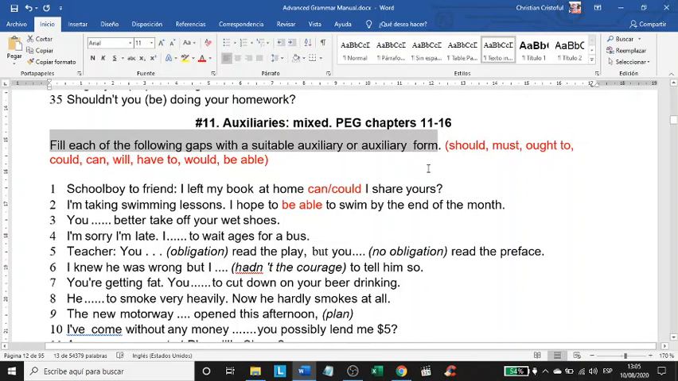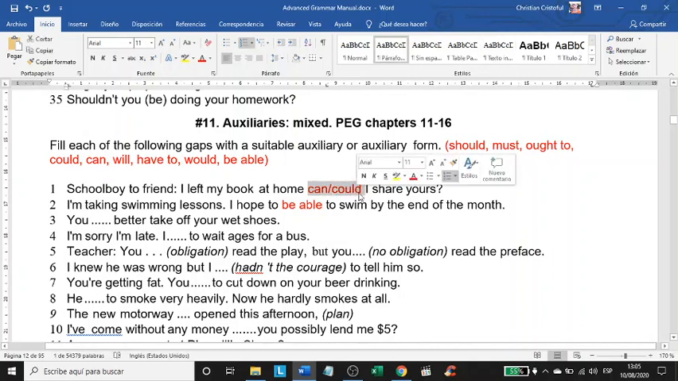Instructions say, fill each of the following gaps with a suitable auxiliary or auxiliary form. Which are the options that we have? We have should, must, ought to, could, can, will, have to, would, and be able, and maybe some others. So number one says, schoolboy to friend: I left my book at home. I share yours. So the option that I chose this morning was can or could.